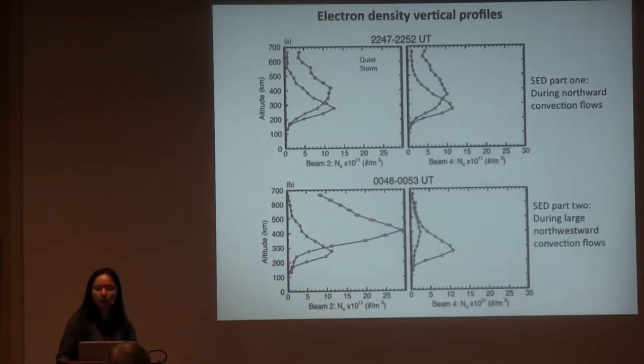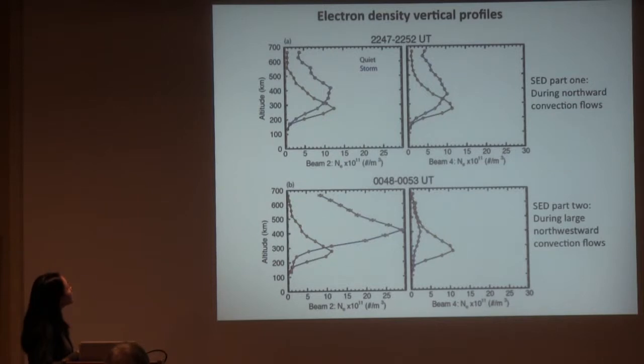This is some vertical profiles within the two SED. This is the beam at lowest latitude, and this is the beam at the higher latitude. The black curves in all the panels represent the quiet time profile, and the blue curves are for storm time. So you can see that within the SED, the plasma are lifted to the topside ionosphere, and the density is increased significantly there. But in the lower F region, their densities are reduced.